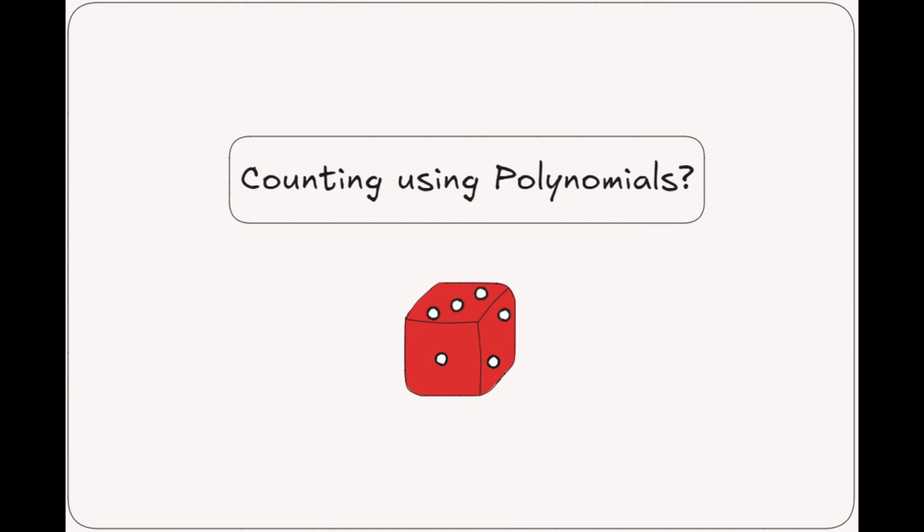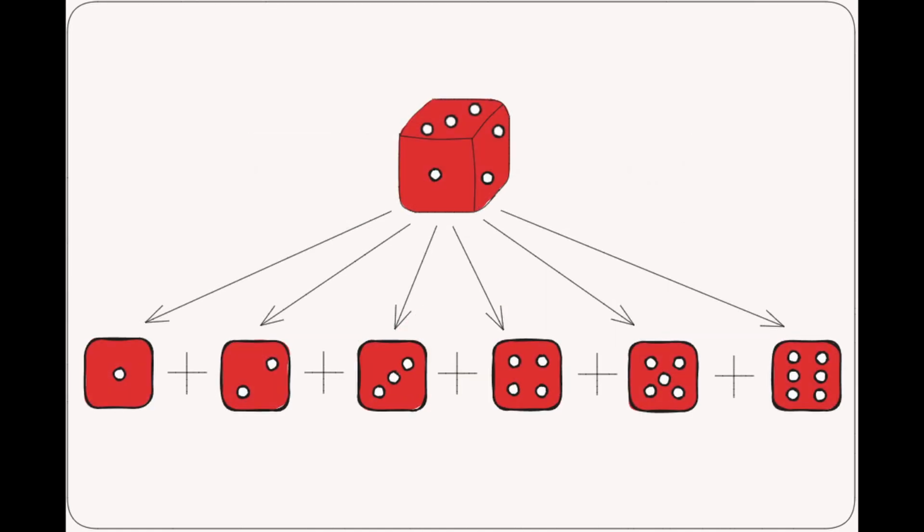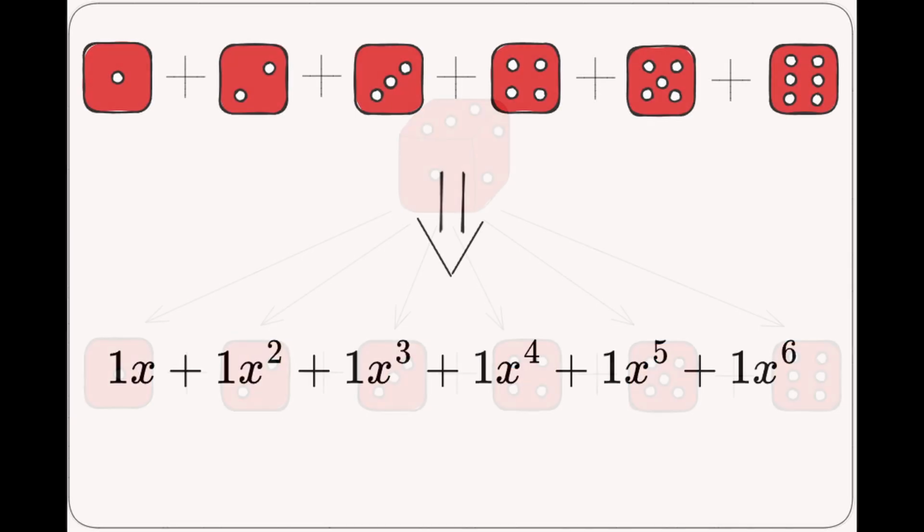Did you know you can use polynomials to count? Think of a six-sided die. We can represent this as a sum over its individual faces. In a fair die, there are six sides, each with a different number, which we can write as the following polynomial, where the powers of x tell us how many dots are on each face, and the coefficients tell us how many faces have that number of dots, which in our case will be powers from 1 to 6, with each having a coefficient of 1.